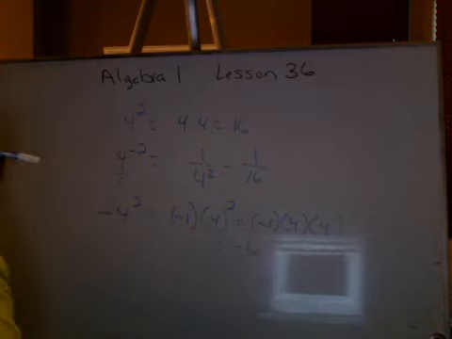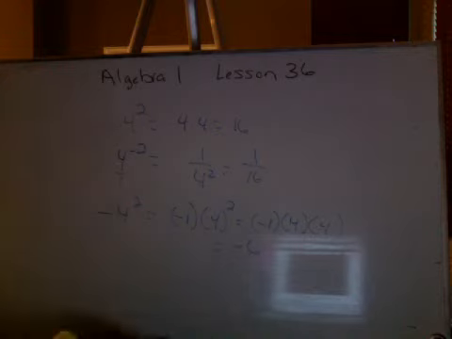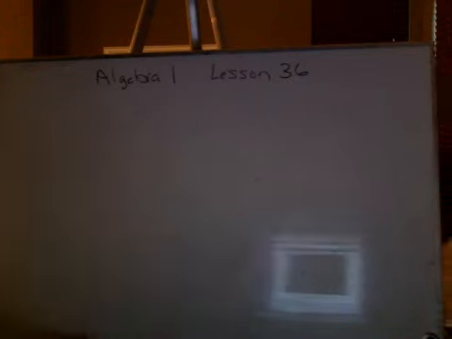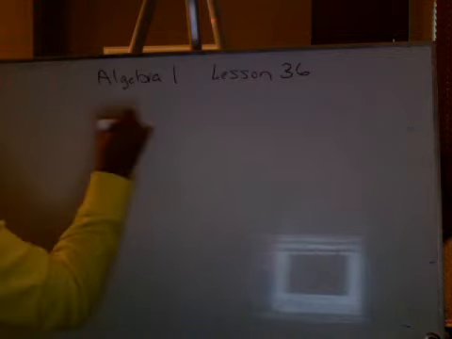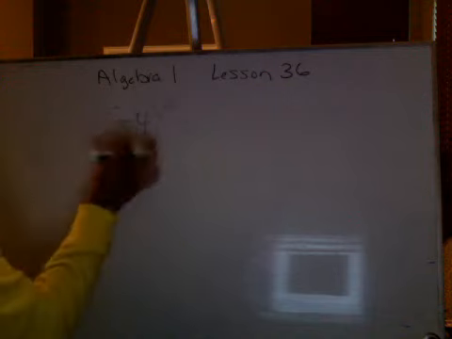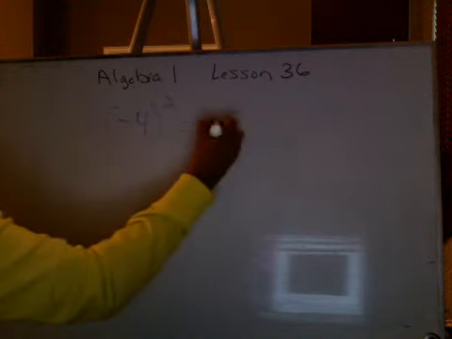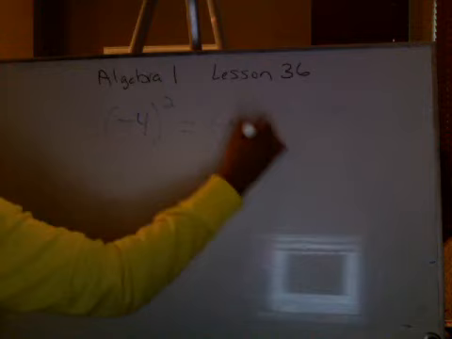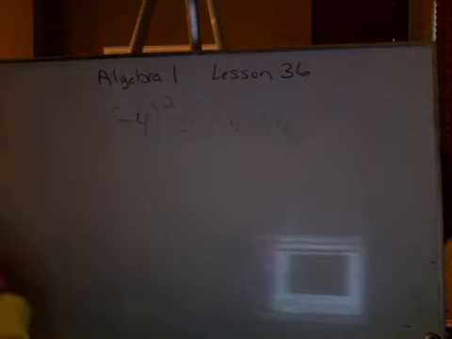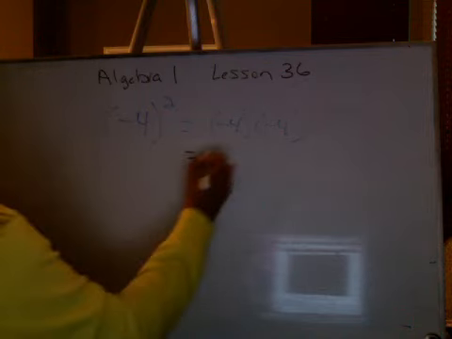Okay, so let's move on. Let's do another one. And that's how you have to think of it. Remember what the rules are. So, what if I did (negative 4) squared? That simply means because it's protected by parentheses, everything inside of that is squared. So now I have negative 4 times negative 4, which is simply a negative times a negative is a positive, so I get 16.